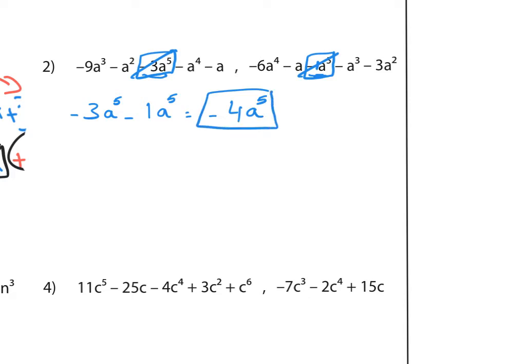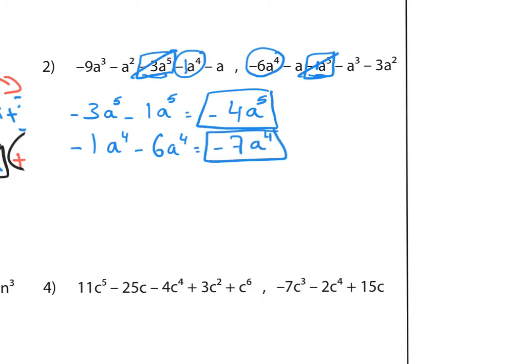Let's go to another one here. What about the next lowest term, which is a to the fourth, right? So we have negative 1a to the fourth right here. We're going to combine it with another a to the fourth right here, which is negative 6a to the fourth, right? So we're going to add negative 1a to the fourth to negative 6a to the fourth. So what's negative 1 plus negative 6? That's negative 7. So we have negative 7a to the fourth, right? We're done. That's the second answer. So we're good with this. We finished a to the fourth.